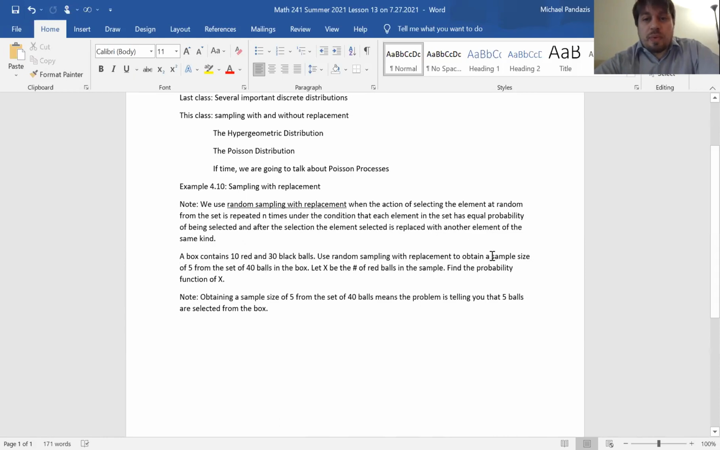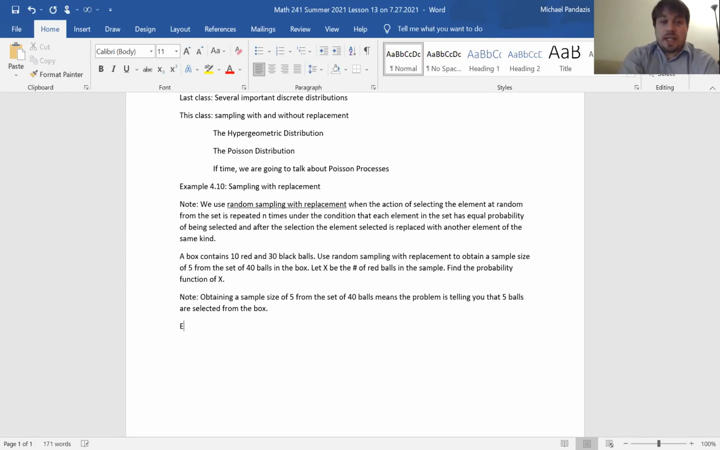Every sample point of the sample space is 5 balls that you select from the box of 40 balls. So an input for X is one of the sample points of the sample space of this experiment, which was a choice of 5 balls from the box. And an output for X is the number of red balls in that sample point, in the 5 that you chose. So X is a function where you input 5 balls that you select from the box, and the output is the number of red balls from those 5. We want to find the probability function of X.